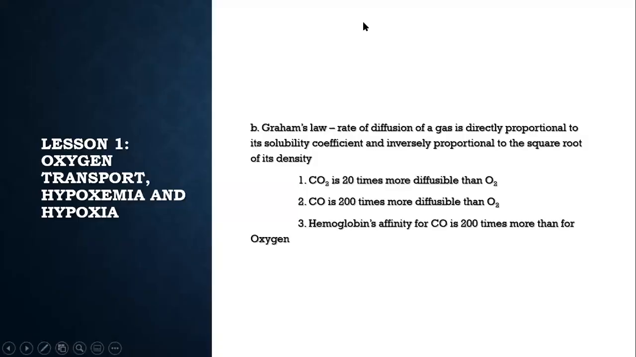All right. So continuing on, see the PowerPoint? Okay. Continuing on, we talked about Graham's law. We talked about the rate of diffusibility. Carbon dioxide, CO2, is 20 times more diffusible than oxygen, and carbon monoxide is 200 times more diffusible than oxygen. So hemoglobin's affinity, also known as love, for carbon monoxide is 200 times more than for oxygen.